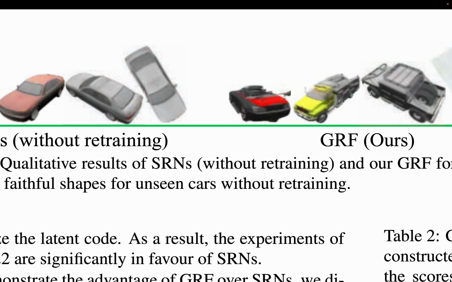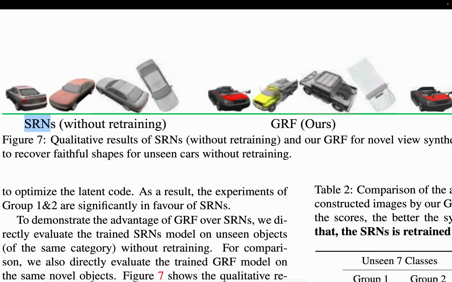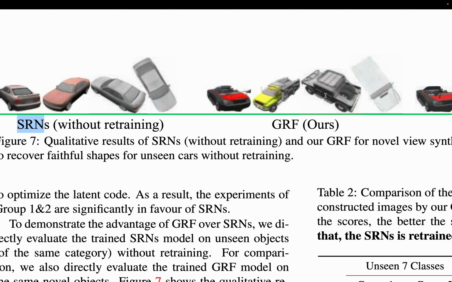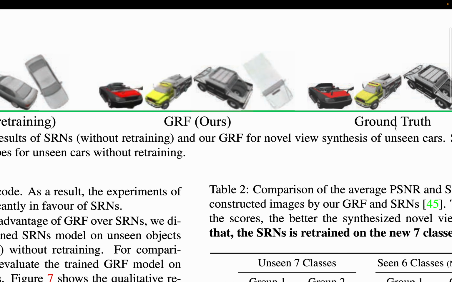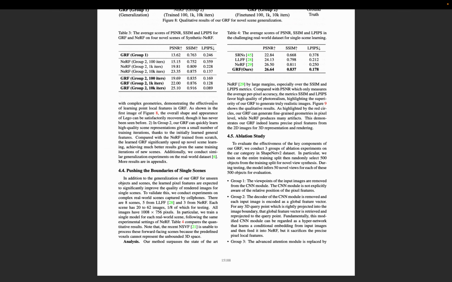This model has learned some categories, so it has learned cars. So it will generate a car. It generates something in its manifold, but it does not generate something that is meaningful. We can see that the shape does not agree with the expected shape, and the color does not agree as well. But we can see that GRF agrees very well with the ground truth. So that's pretty impressive.